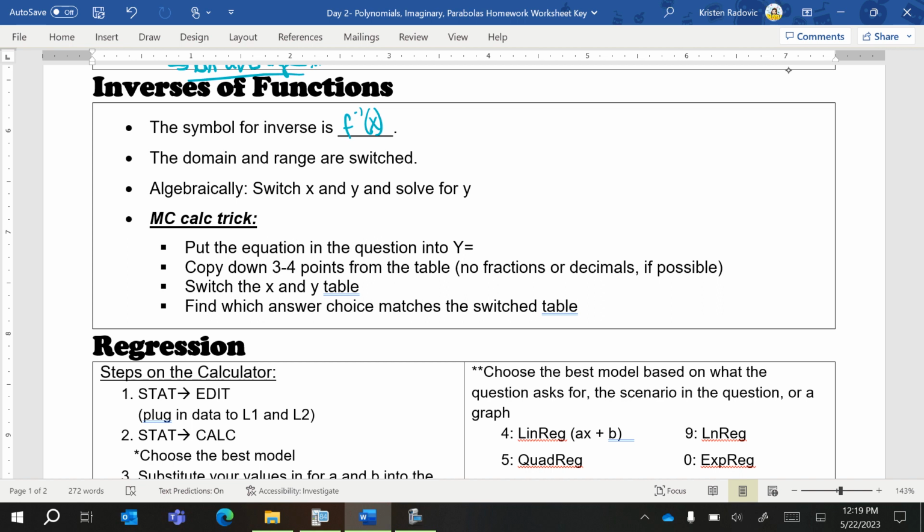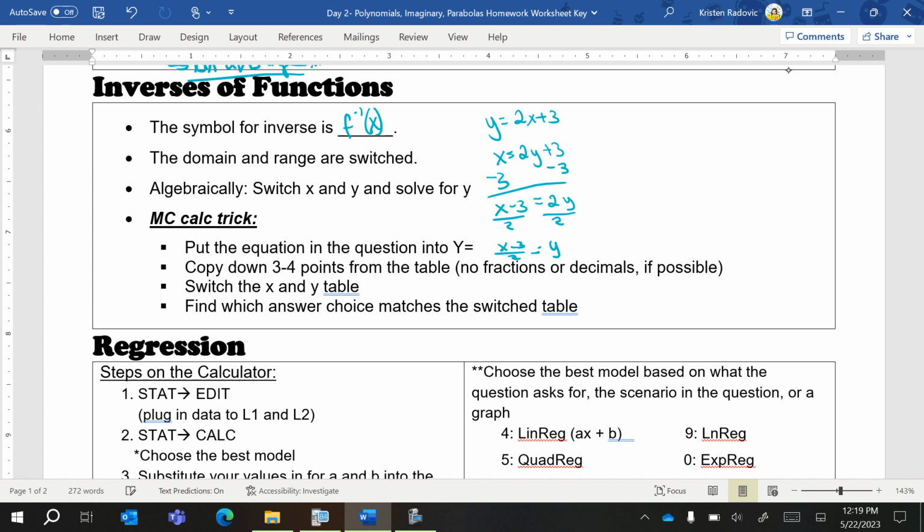So if you had y equals 2x plus 3, and if you wanted to find the inverse, we would go with x equals 2y plus 3. I switched my x's and y's. You are going to have to then solve for y. So I would subtract 3 on both sides, and I would divide by 2. And you would end up with y equals (x minus 3) over 2.